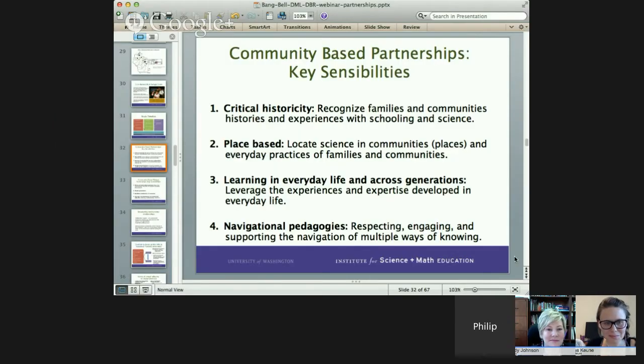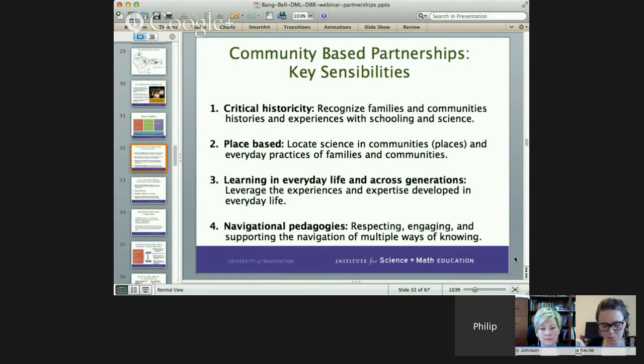So I want to give a high level overview of some key sensibilities that we have come to articulate around community-based partnerships and community-based design research, and then I'm going to continue to tell a story about these projects to populate these. One thing we've really engaged in is that in community-based design research, an idea of critical historicity becomes really important. That is, how do you account for the ways that families and communities have experienced schooling in science, and science specifically in our case, and how is that intentionally integrated into what you're doing?